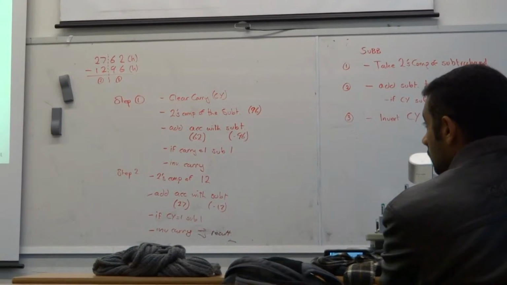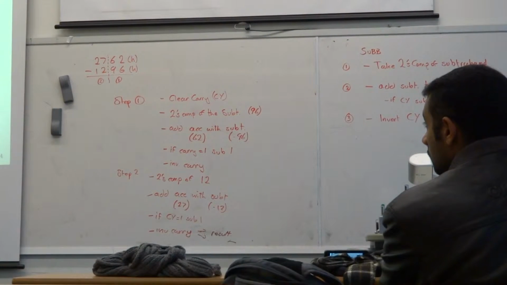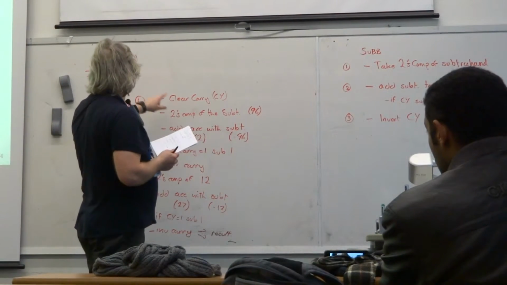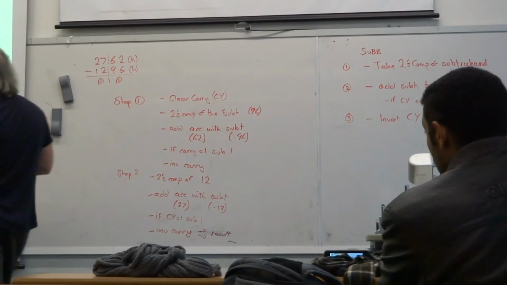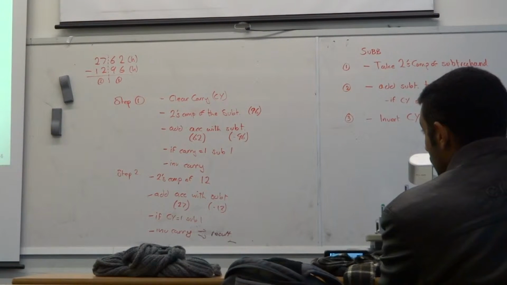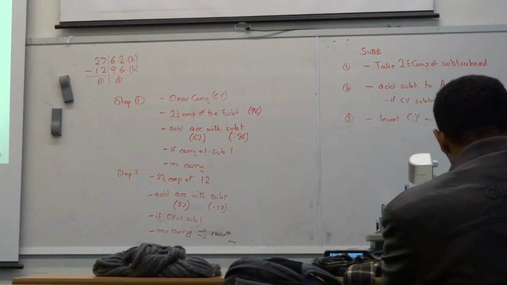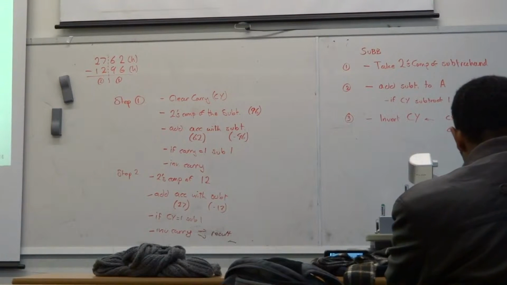So in the first step, we're taking 96 from 62. This is what 62 is in binary. This is what 96 is in binary. And you can check that this is the 2's complement of 96. You just invert and add 1, and you should end up with this number.